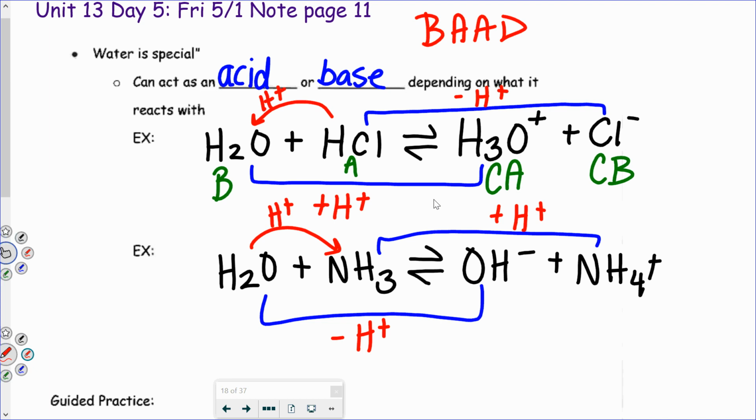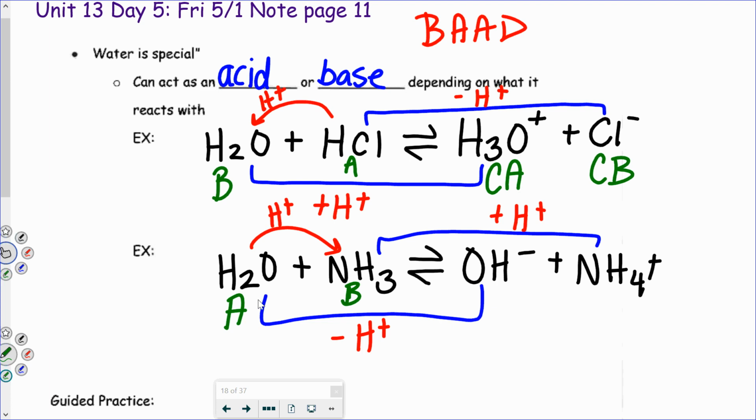Remember, BAAD, bases accept, acids donate. Since the water donated to the NH3, it is the acid. And since the NH3 accepted that, it is the base. So remember, our acids and our bases are always on the reactant side. The conjugates go on the product side.